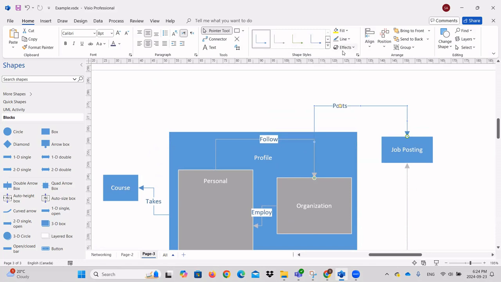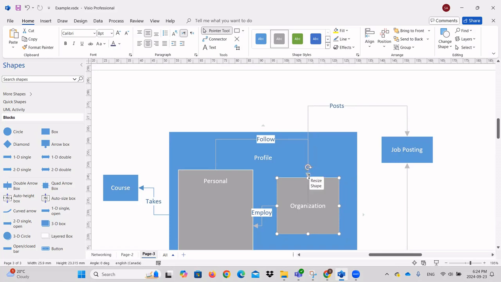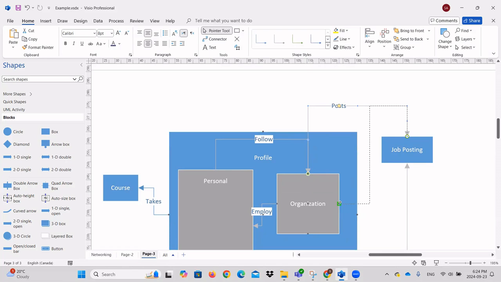Now, that doesn't have to be the case all the time. So sometimes we need this, depending on the relationship. Sometimes you can have a relationship that applies to all the sub-entities, so you can leave it up there. So if personal employees or personal profiles can post a job, then you can leave this relationship linked to the outer concept. Okay.